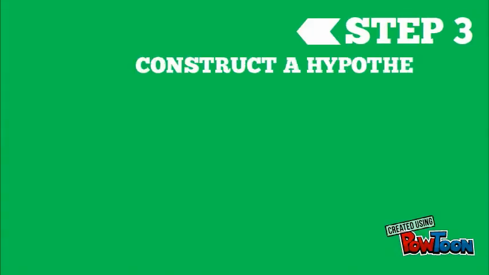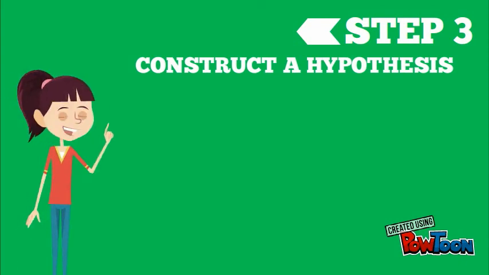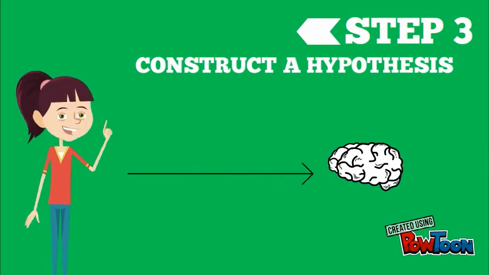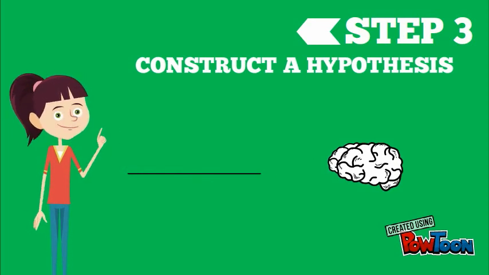Step 3 is to construct a hypothesis. What is a hypothesis? Well, it's an estimated guess on what you think might happen in your experiment. When you're writing one, make sure to use an if-then statement, such as, if this, then that will happen.